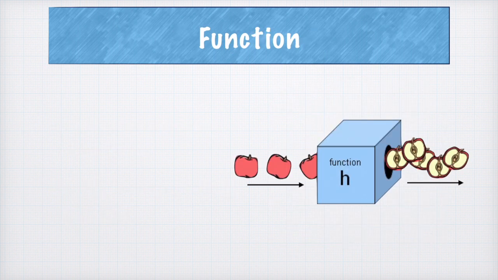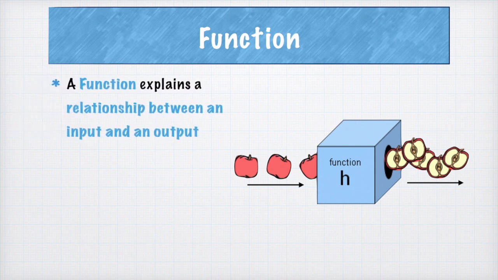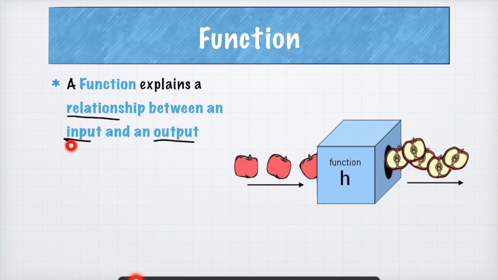So here's our basic thing of a function. A function explains the relationship between an input and an output. So there's three critical things here. We need to have a relationship between two things. It has to have an input and an output. And so we're relating our inputs to our output in some way.